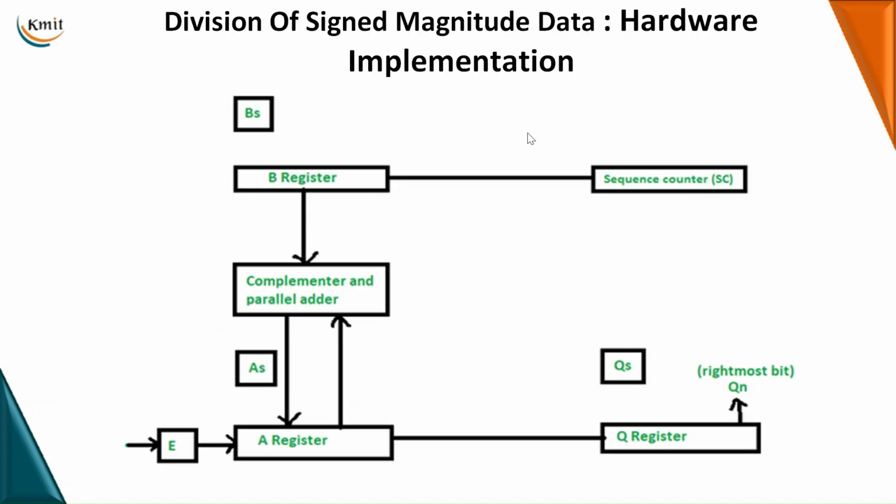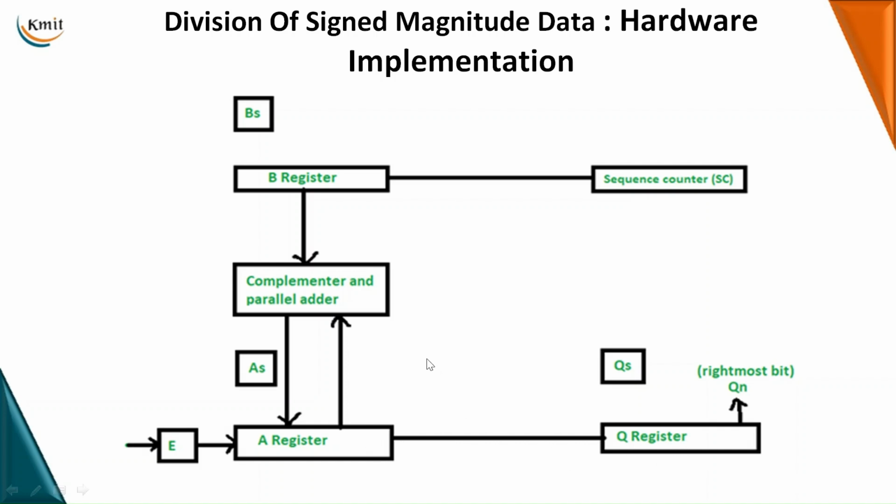Next, coming to the hardware implementation of sign magnitude division. Here it is similar to the multiplication implementation with small changes. If you consider, there are three registers A, B and Q. The B register is used to hold your divisor. The divisor will be stored in the B register and the sign bit of your divisor will be stored in a flip-flop called BS. Similarly, we have A and Q registers, which also have sign flip-flops AS and QS. A and Q registers are used to store your dividend.